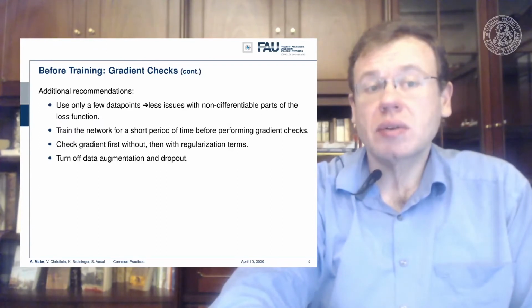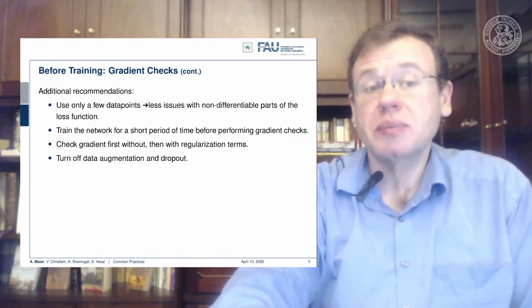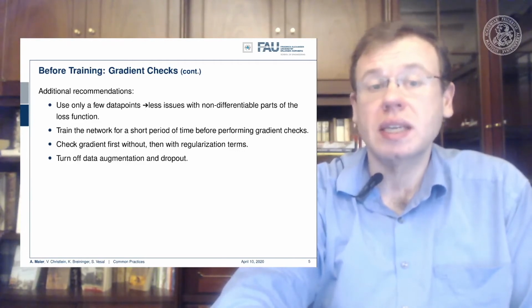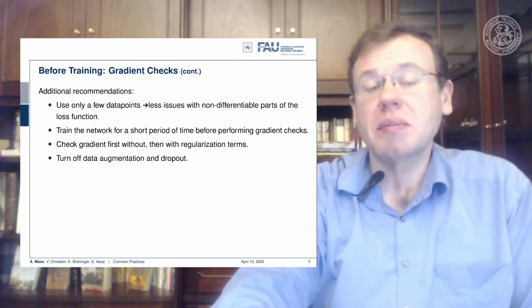Then we have a couple of additional recommendations. If you only use a few data points, then you will have fewer issues with non-differentiable parts of the loss function. You can train the network for a short period of time and only then perform the gradient checks. You can check the gradient first without regularization terms, and then with the regularization terms. Also turn off data augmentation and dropout. So you typically make these checks on rather small data sets.